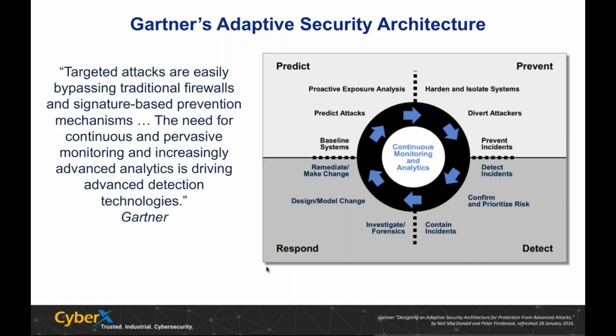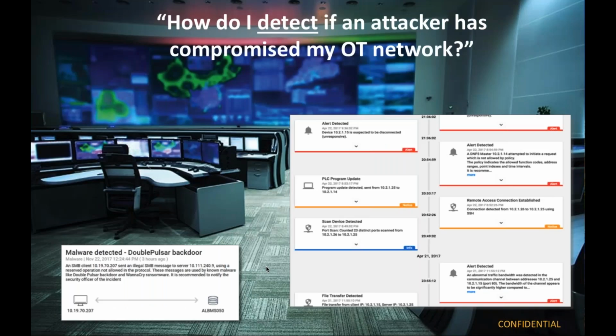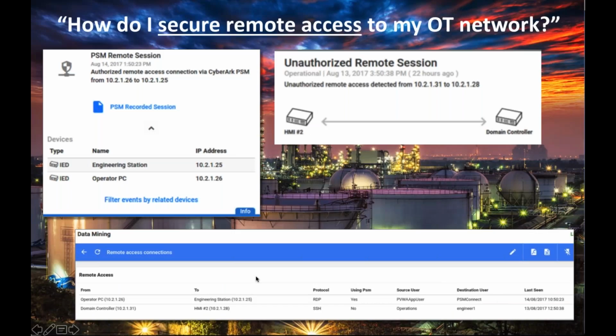Quickly going to wrap up with a description of how our platform can address various aspects of Gartner's adaptive security architecture. We could be using NIST CSF. This is just another way to think about the four main functions you would need in this type of environment. How do I detect if an attacker has compromised my OT network? You see there an alert timeline on the right and an example of a very detailed contextual alert on the left showing source and destination and exactly why we identified this as a potential malicious activity.